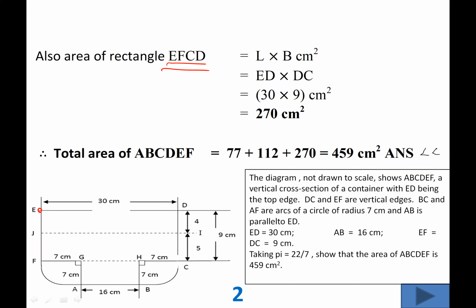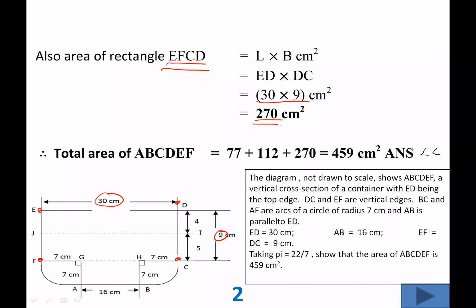So that'll be E, F, C, D. How do we get that area? We say length times width. The length is 30 at the top, and the width, or the height in this case, is 9. So it'll simply be 30 by 9, or 270 centimeters squared.